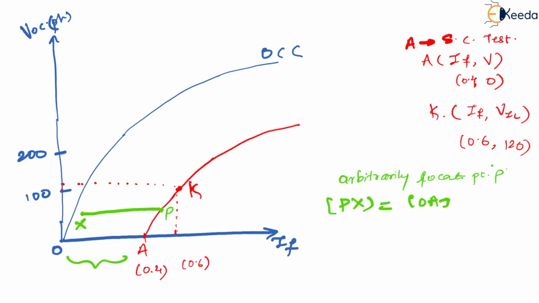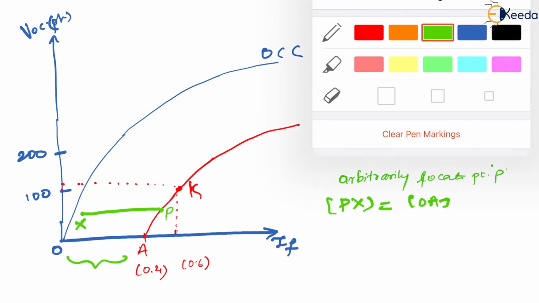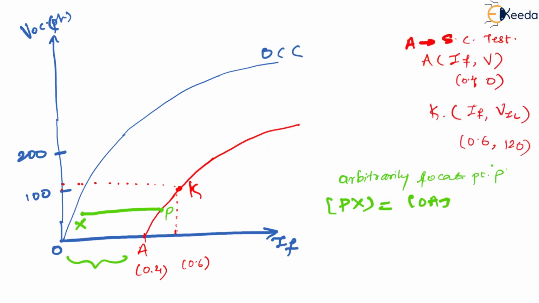Now the next thing is we need to draw the air gap line. What is the air gap line? The air gap line is nothing but the tangent to this OCC curve. Tangent to this OCC curve is nothing but the air gap line. This is the air gap line, or tangent to the OCC curve.